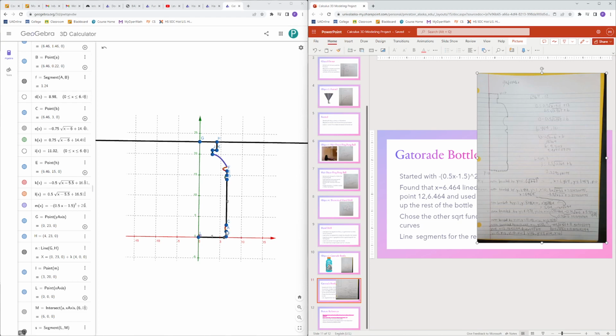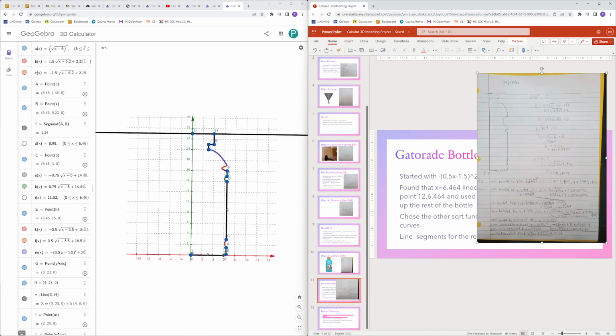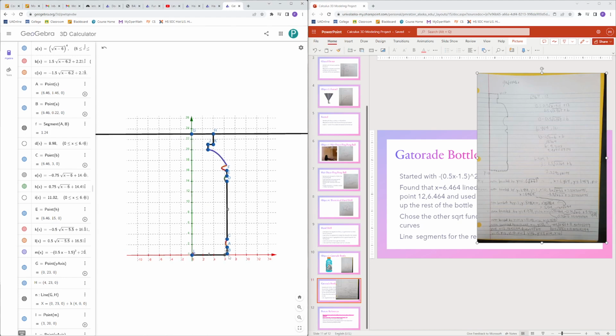For this curve down here, I used the function 1.5x minus 6.2 plus 2.23. 2.23 is just for the height to get it above. And I can zoom in here. There's a little curve right here. You can't really see it, but there's a little curve right here, which I made using this top function, the square root of x minus 6, all to the fourth power. I used horizontal lines for the top and bottom, as well as the cap.